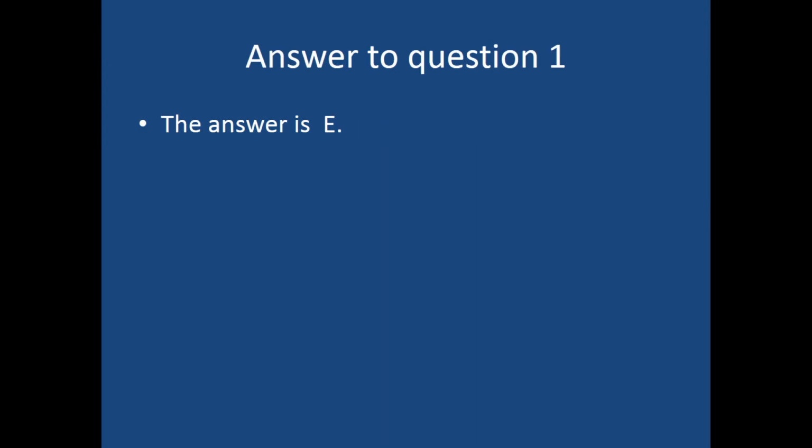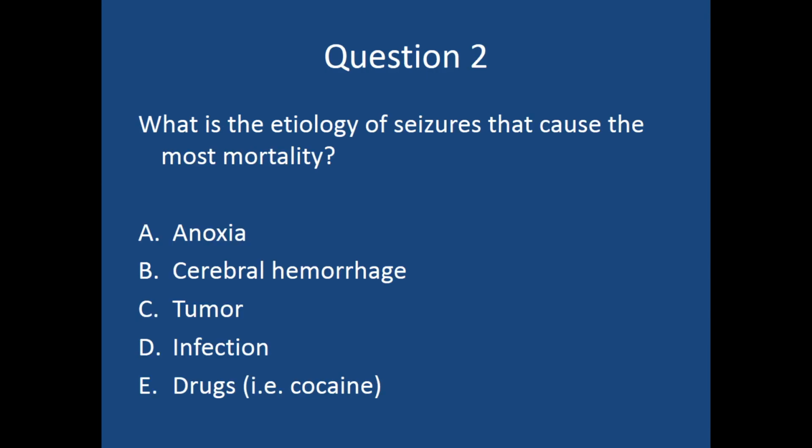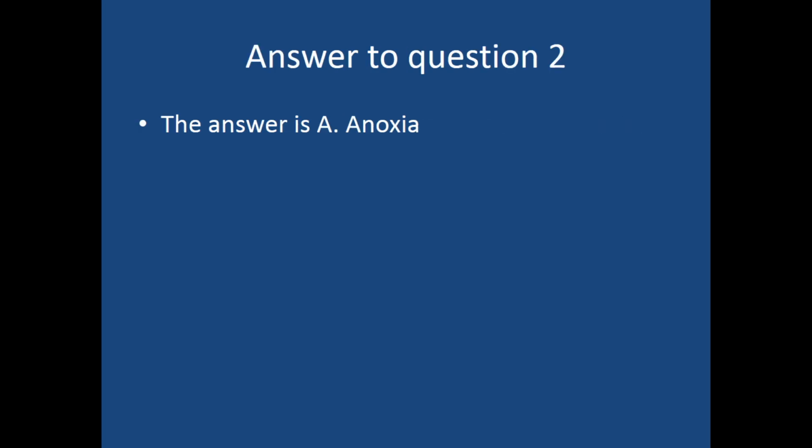The correct response is E, all of the above. Which is the etiology of seizures that causes the most mortality? A, anoxic brain injury. B, cerebral hemorrhage. C, tumor. D, infection. E, drug. The answer is A, anoxic brain injury causes the most amount of mortality.